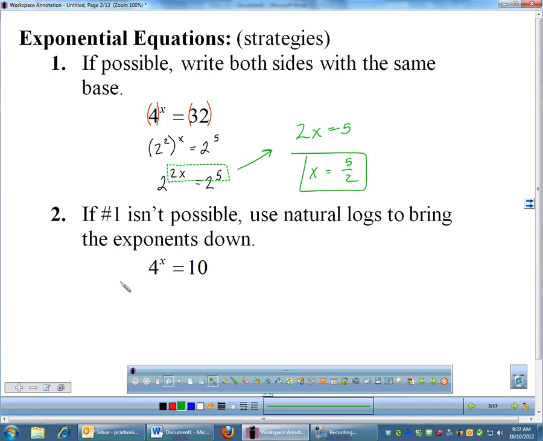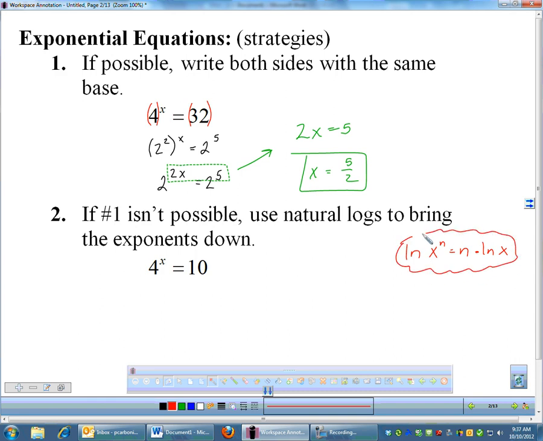If number 1 isn't possible, then we will use natural logs to bring the exponents down. And what we're going to do is take advantage of that property that says ln of x to any power is the same thing as n times the ln of x. We're going to use that property. I think our textbook actually uses log, not ln. They use log base 10, but they both work. Since I cannot write 4 and 10 with the same base, 4 is 2 squared, but 10 is not 2 to some power, I don't have the option that I had with number 1.